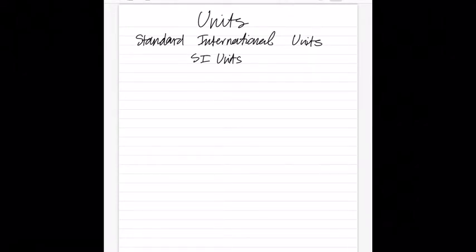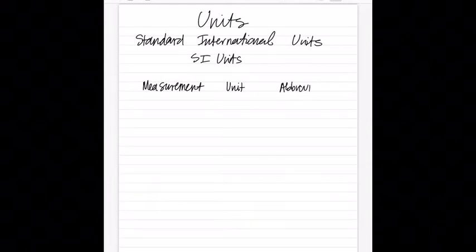Also on the study guide, when I do give you the study guide, I will have this chart on it, and you'll just fill this chart out. Okay, so I'm going to make 3 columns on this chart. The first column is going to be the measurement. The second column is the unit. And the third column is the abbreviated unit, the abbreviation.